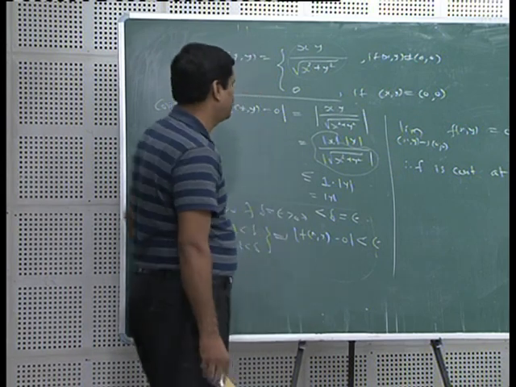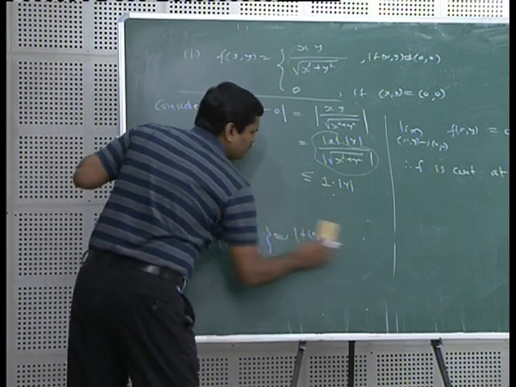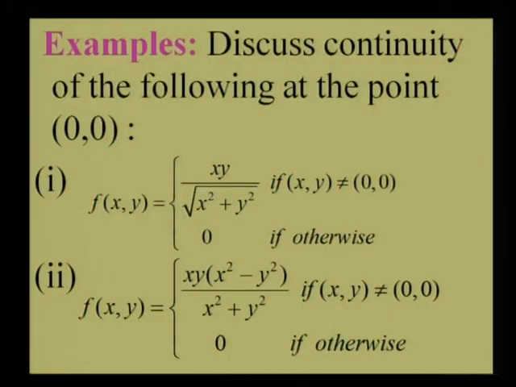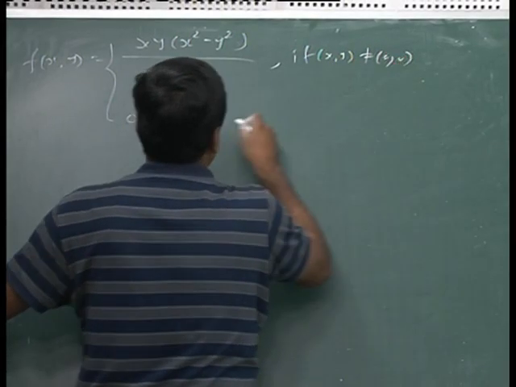Let us go for the second example. You can see on the screen, the next example. f(x, y) is equal to x y into (x square minus y square) upon (x square plus y square), and 0 otherwise.